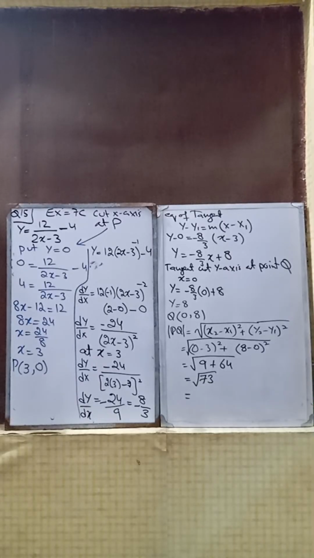This is question number 15 from exercise 7C, and this is the fourth episode on this exercise. The topic of the exercise is tangents and normals. The main topic is differentiation. This is Pure Mathematics 1.